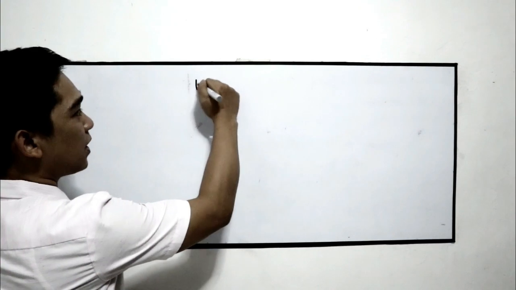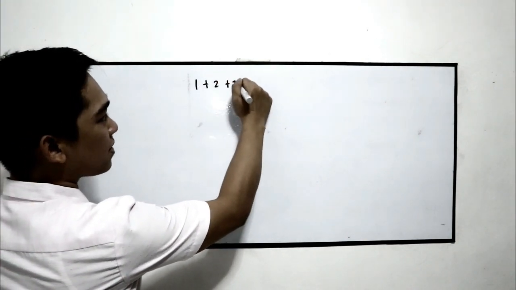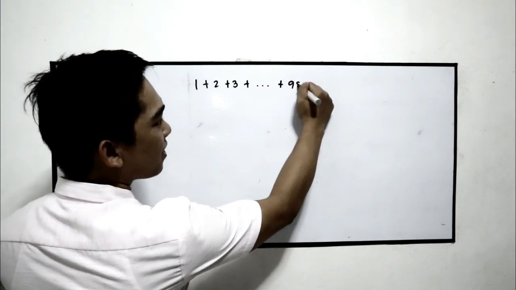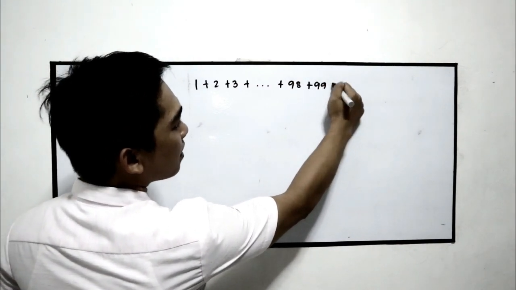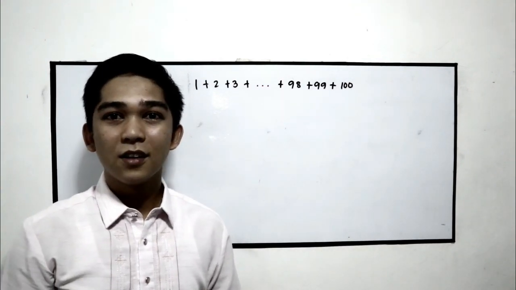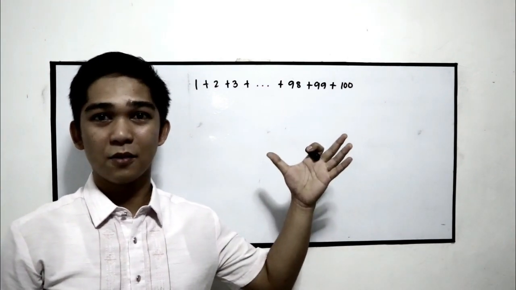And now let us proceed to our last part, the arithmetic series. Maybe you are familiar with this question. What is the sum of the first 100 counting numbers? That is 1 plus 2 plus 3 plus the ellipsis, 98 plus 99 plus 100. Okay? Notice the problem. Find the sum.